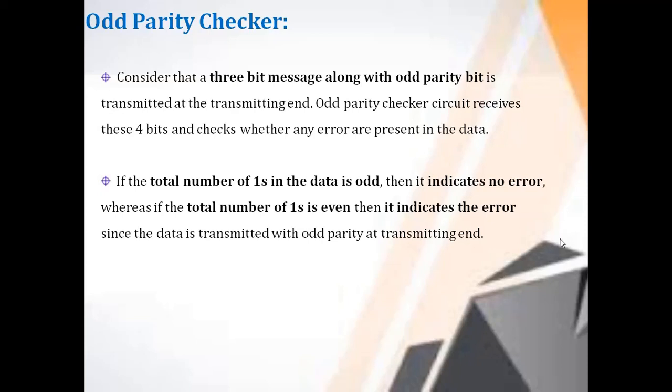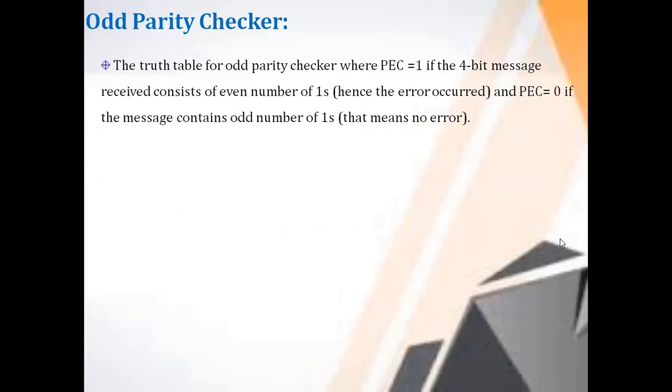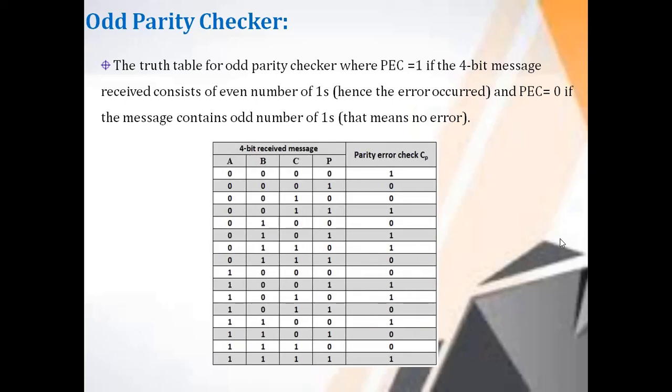Whereas if the total number of ones is even, it indicates an error, which means the result of PEC is 1, since the data is transmitted with odd parity at the transmitting end. So in the truth table for the odd parity checker, PEC equal to 1 means the 4-bit message received consists of an even number of ones, hence an error occurred. If PEC is equal to 0, the message contains an odd number of ones, which means no error. So this is the truth table for when I receive a 4-bit message from the transmitter.